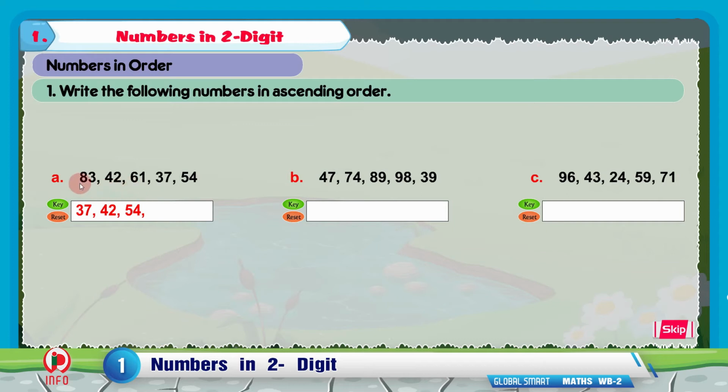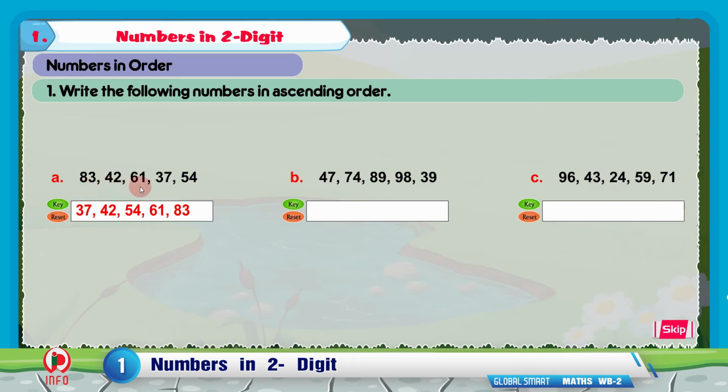Then the 2 numbers left are 83 and 61. We will compare the numbers in tens place, 8 and 6. So among 8 and 6, 6 is the smaller number, means 61 is the smaller number than 83. Then we will write 61. The only remaining number here is 83. Now this is the greatest number of all the numbers.